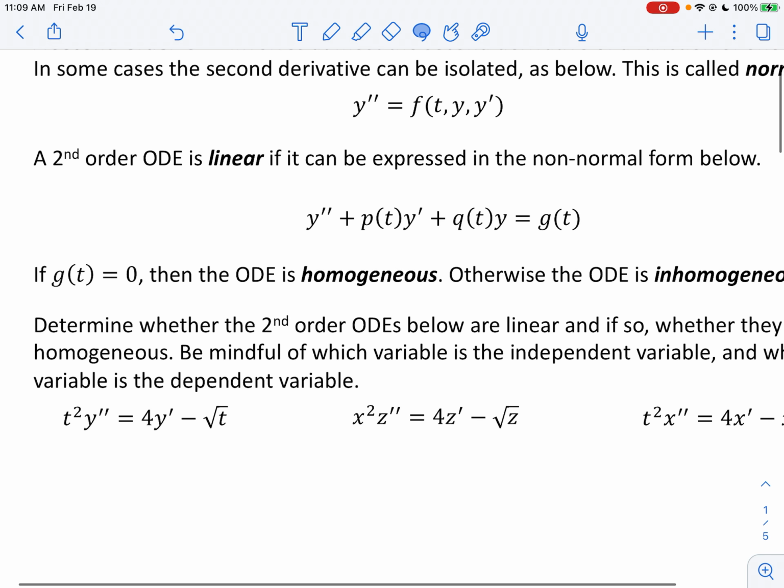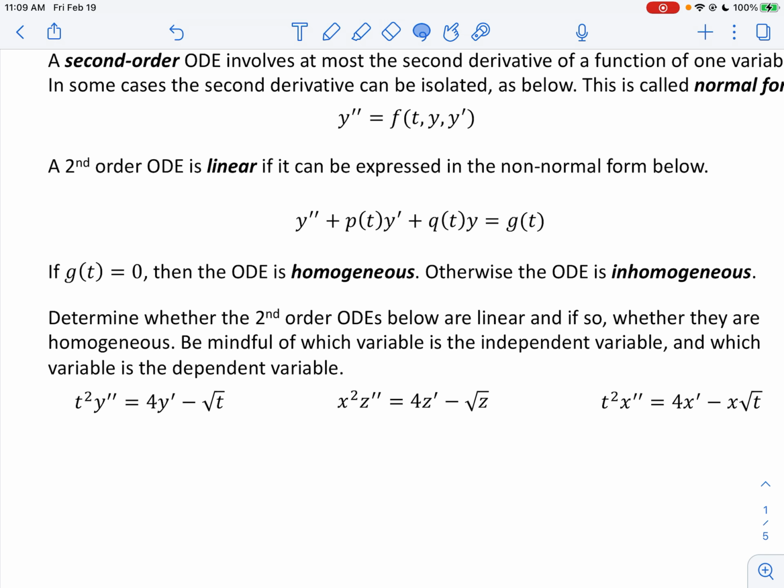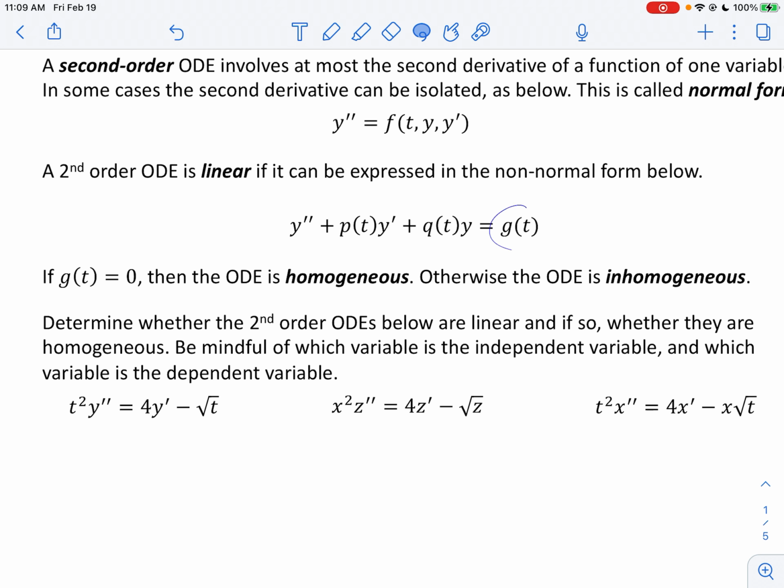Okay, more terminology that we'll be using later in this course. This g of t function: if that's equal to 0, then we say that this ODE is homogeneous. Otherwise, we'll say the ODE is inhomogeneous.